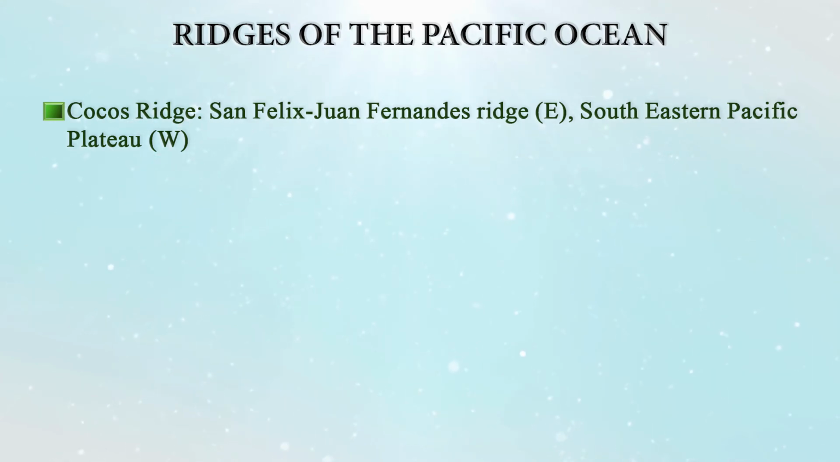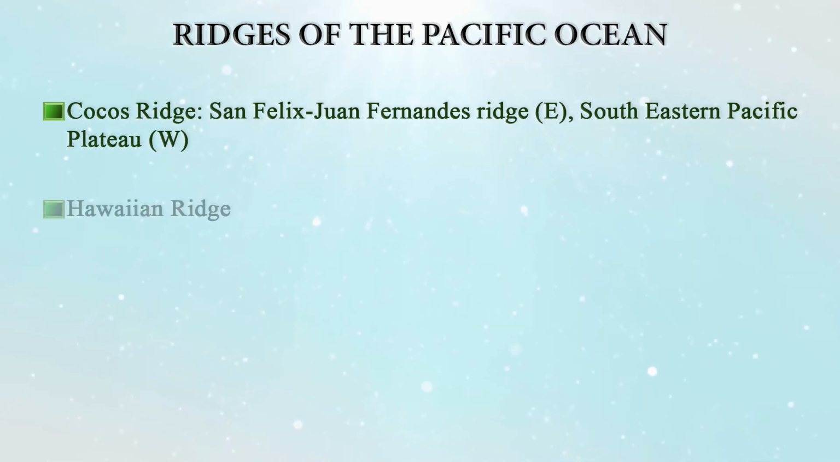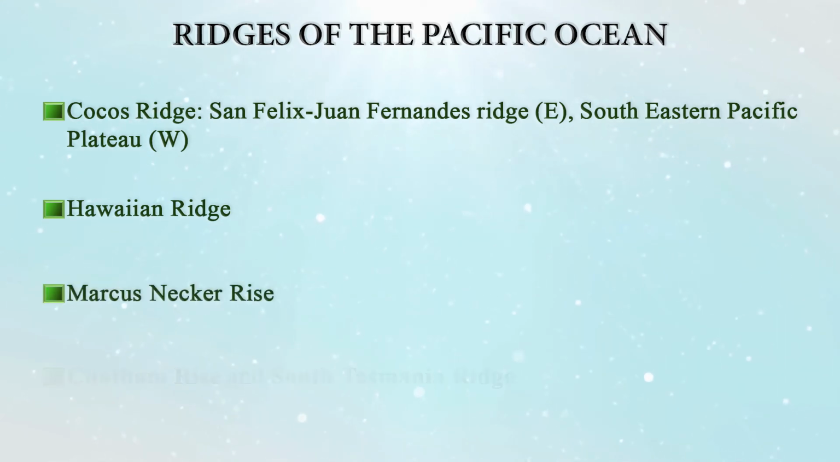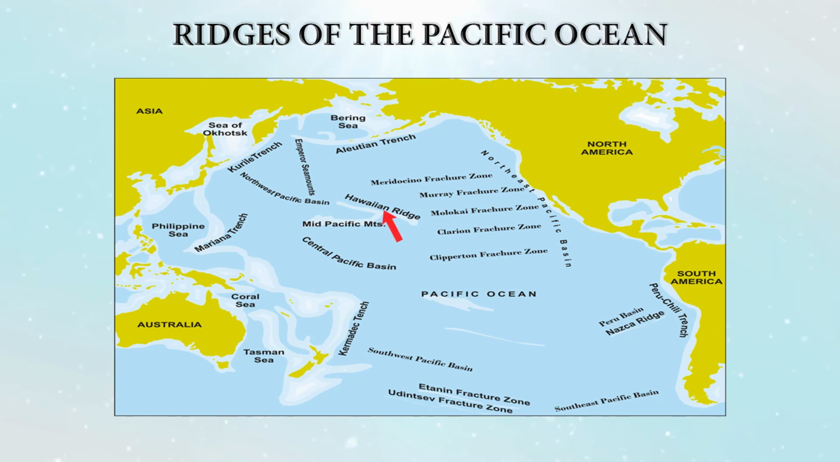Let us come to other ridges which are also important, like the Cocos Ridge, which further bifurcates into two parts: the eastern part is called the Felix Juan Fernandez Ridge and the western part is called the Southeastern Pacific Plateau. There are other ridges like the Hawaiian Ridge, Marcus Necker Ridge, and Chatham Ridge. The Hawaiian Ridge you can see in this figure, located near the Hawaiian Islands, in the central part of the Pacific Ocean.